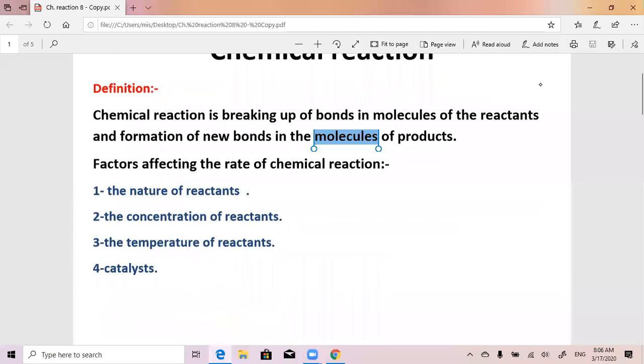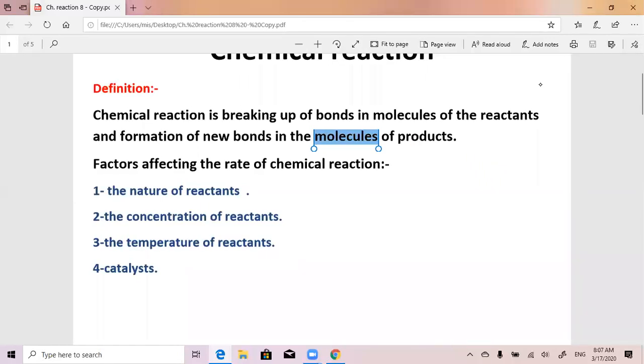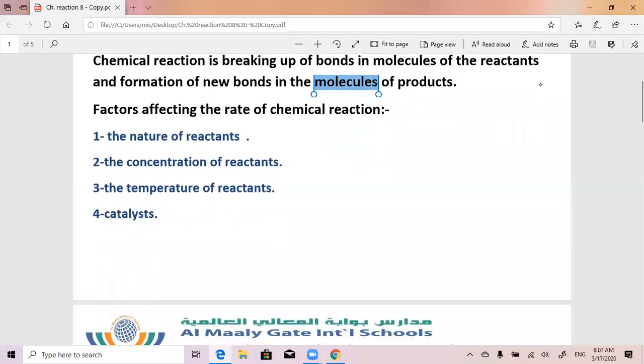Now, the main lesson here is factors affecting the rate of chemical reaction. Okay. The nature of reactant. The concentration of reactant. And the third one, temperature of reactant. The fourth, catalyst.